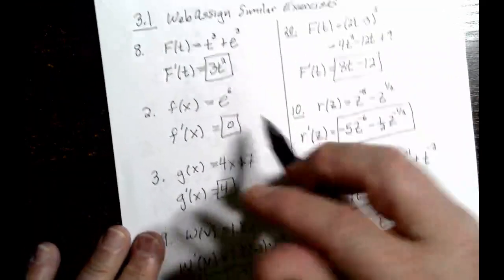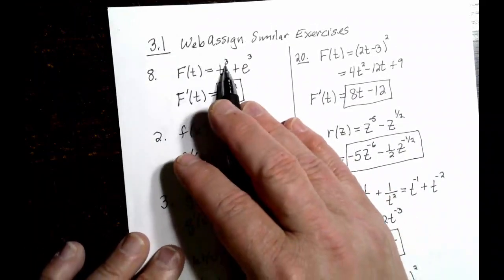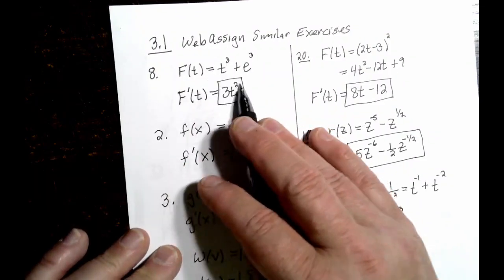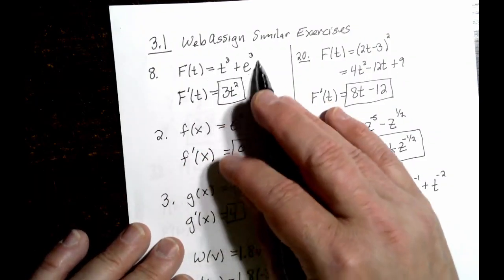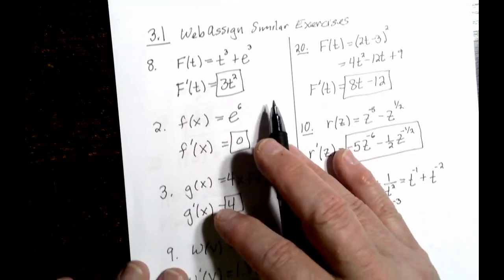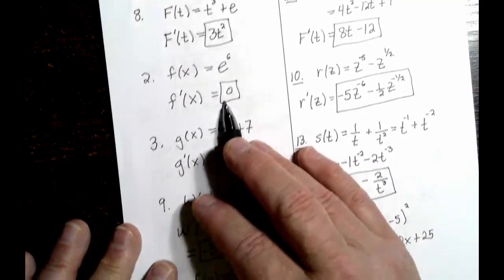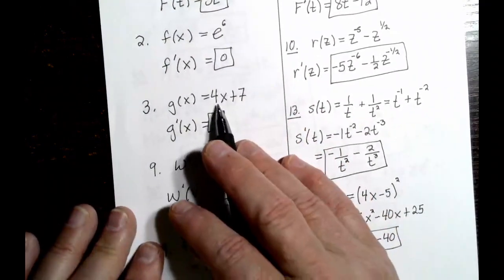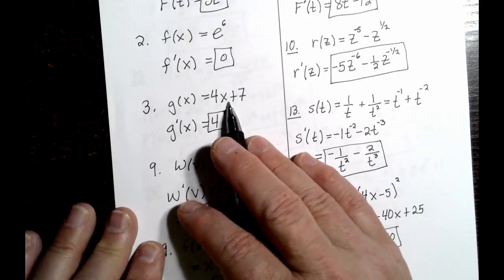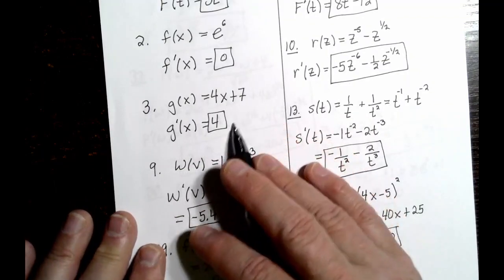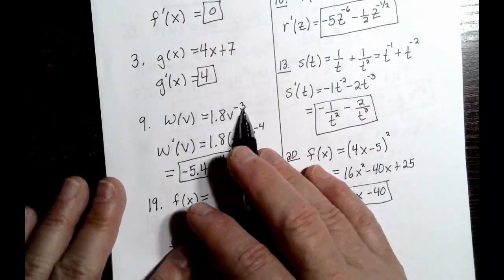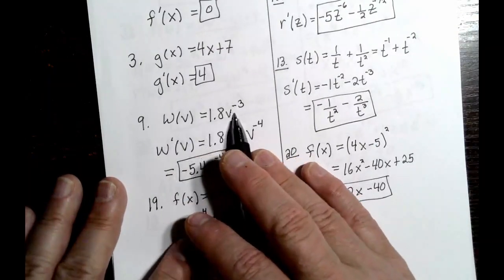So now they're asking you to find the derivative of these guys. So derivative of t cubed is 3t squared, and e to the 3rd, that's just a number, so its derivative is 0. E to the 6th is a number, so its derivative is 0. 4x's derivative is just 4, derivative of 7 is 0. This one you bring the negative 3 out front, and subtract 1.